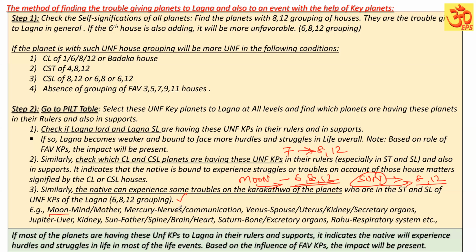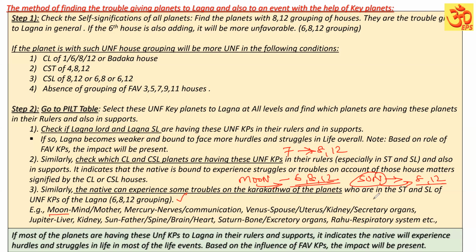Mercury, suppose Mercury is signifying these houses. Mercury indicates nerves and communication. So that Karagatva will face problems. Venus: spouse, uterus, kidney, secretory organ functions, etc. So those things will face obstacles, some struggles.